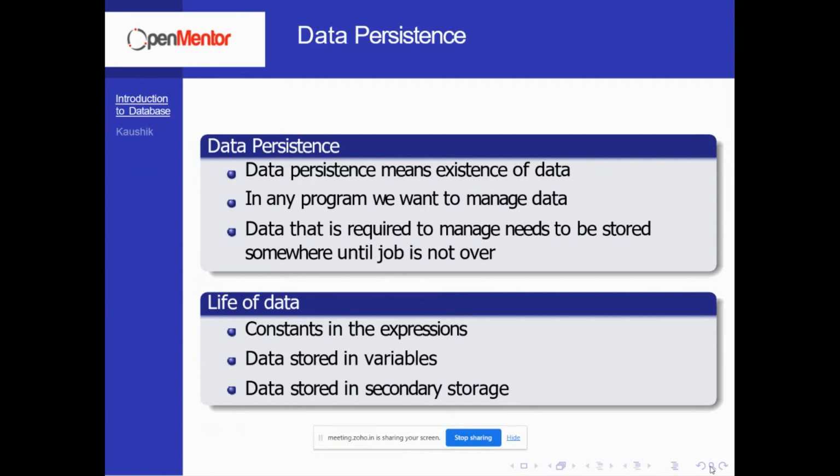What is the purpose of this software? The purpose of the software is to ensure persistence, data persistence. So what is data persistence? Suppose, for example, you go to Amazon or any other shopping website. You try to buy a product. Whatever information you give, that information will remain. It will persist. The purpose of a database management system is to have data persistence. That means the data will exist forever.